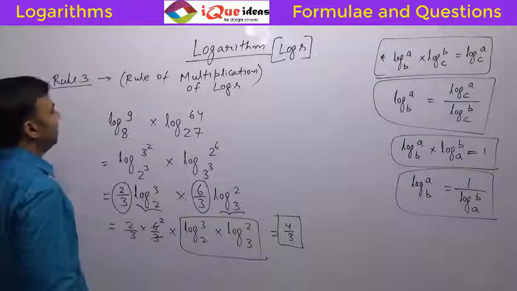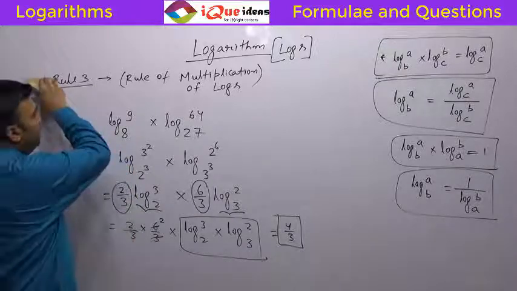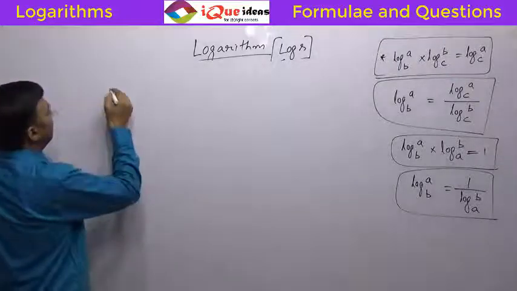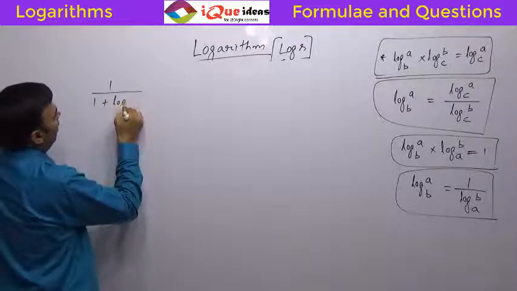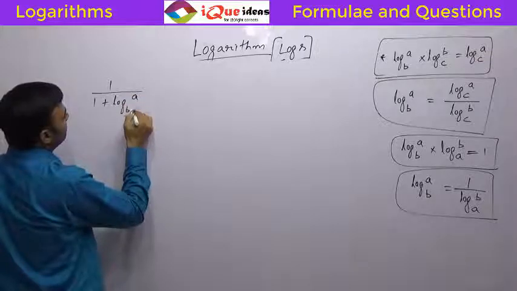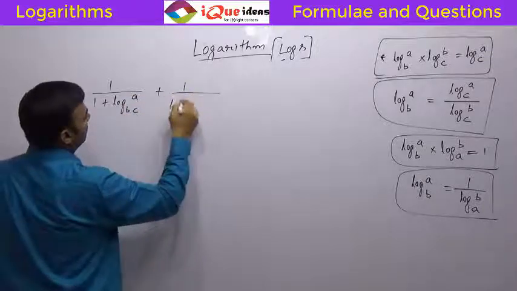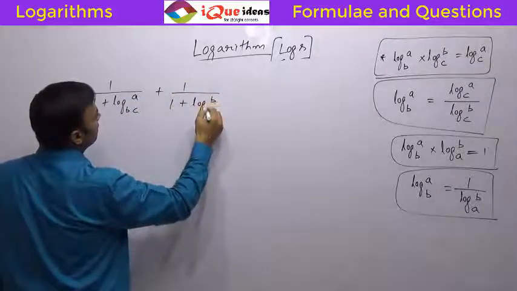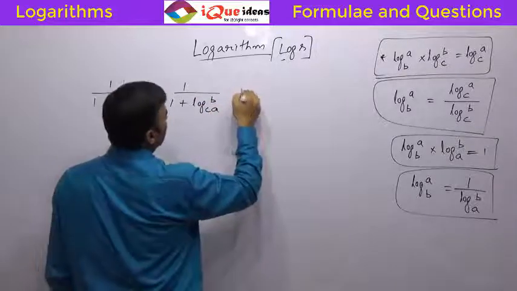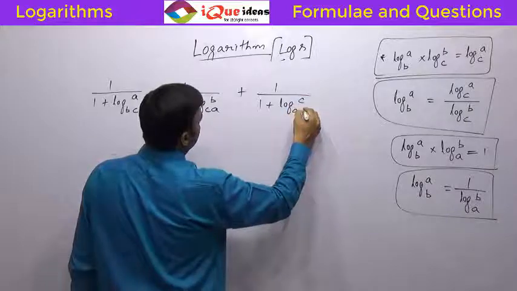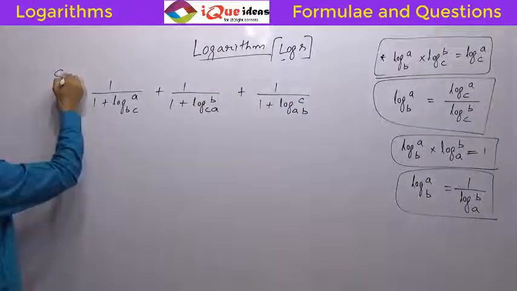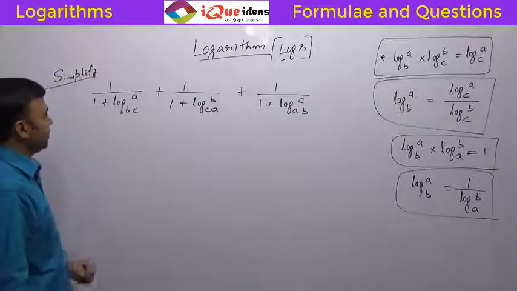Let's take another good question. Let's take another example. Suppose we have 1 by 1 plus log a to the base bc plus 1 by 1 plus log b to the base ca plus 1 by 1 plus log c to the base ab. And the question says simplify. Now let's try and solve.